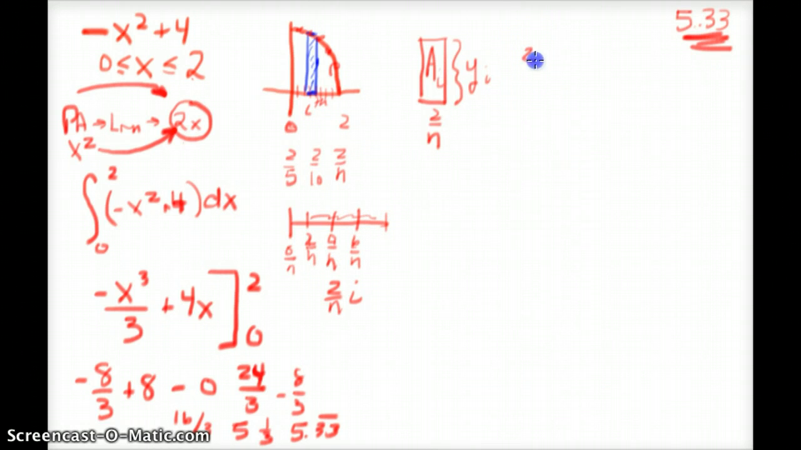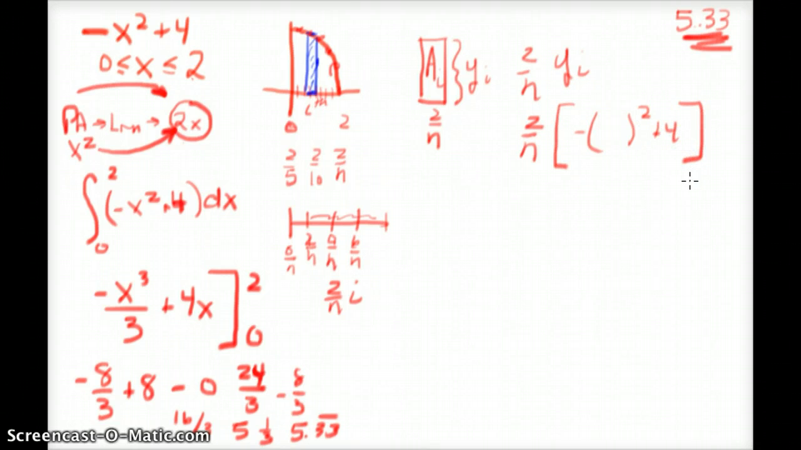Well, everybody knows area is the width times the height. Okay, now remember, what is y sub i? I've got to use a formula, so that's going to be 2 over n times my formula, which was what? Negative x squared plus 4. Okay, well, what am I plugging in for my x sub i? My x sub i is this expression right here, so 2 over n times i.